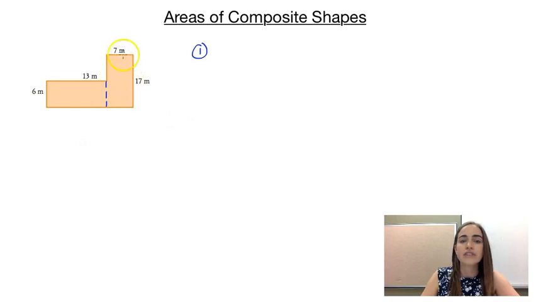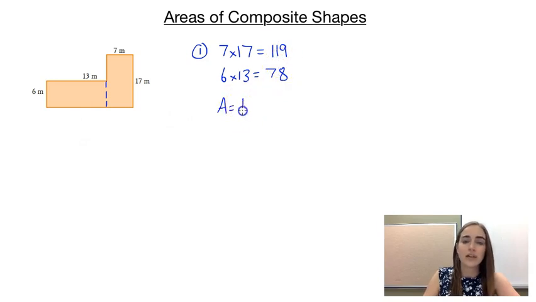To find the area of this rectangle, I would do 7 times 17, which would give me 119. And to find the area of this rectangle, I would do 6 times 13, which would give me 78. So to find the total area, I would add those two things together, and I would get 197 meters squared for the area.